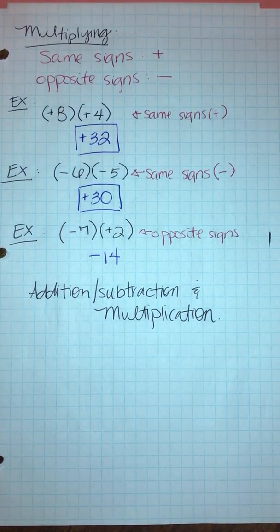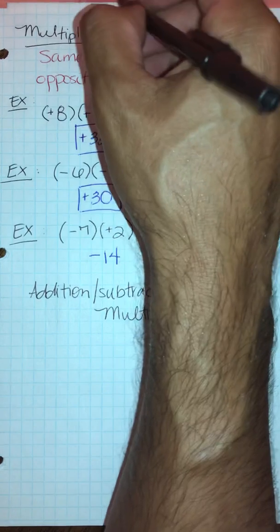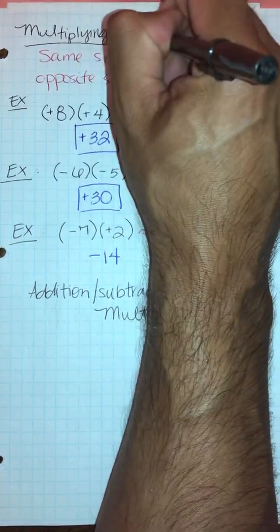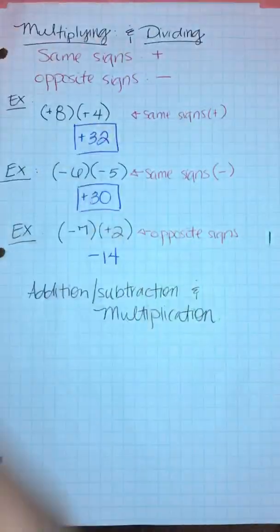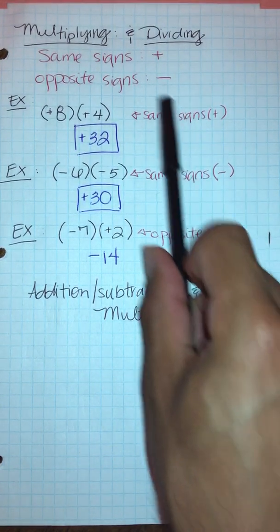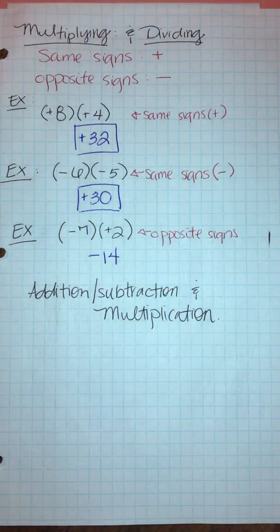Now, I know in the last video, ladies and gentlemen, I didn't cover division, because division applies just like multiplication. So let's go back: multiplying and dividing. Dividing works just the same as multiplying, ladies and gentlemen. If they are the same signs, they're positive, and if they're opposite signs, they're going to be negative, okay?